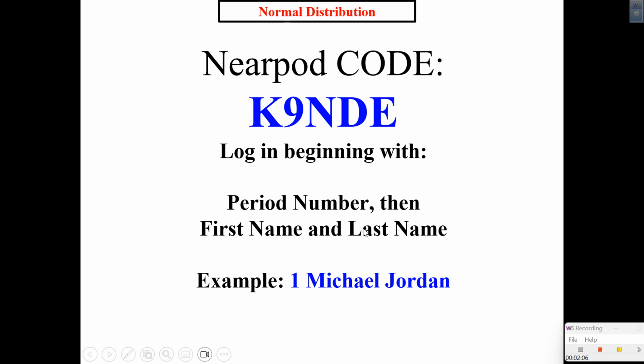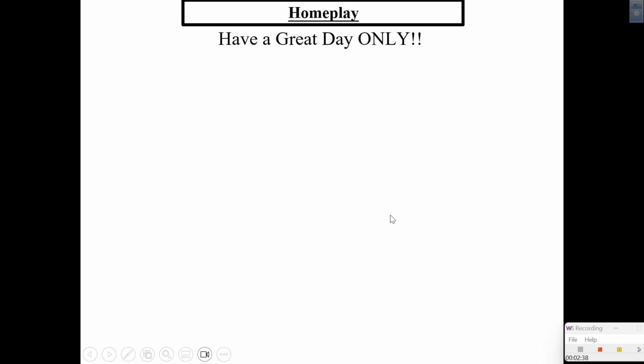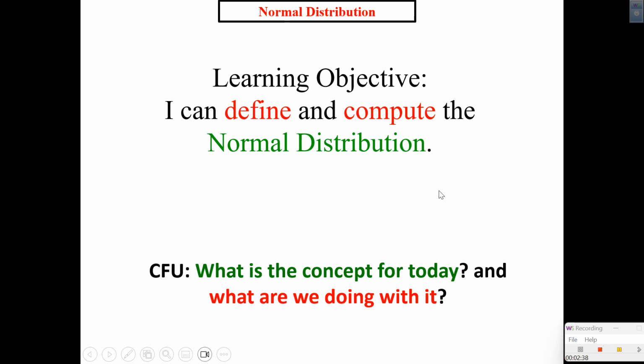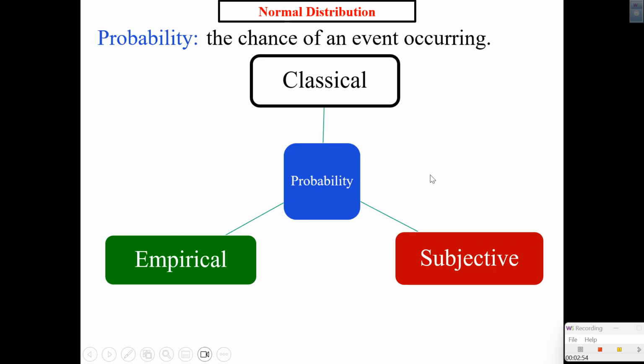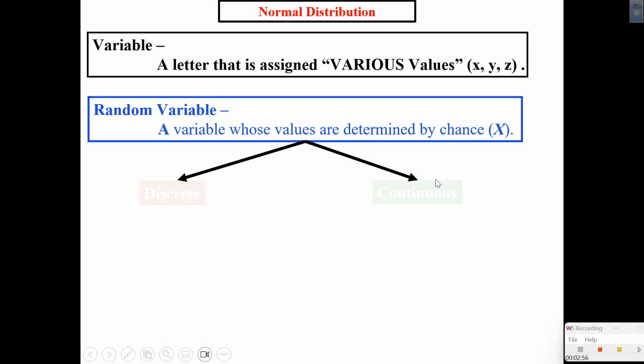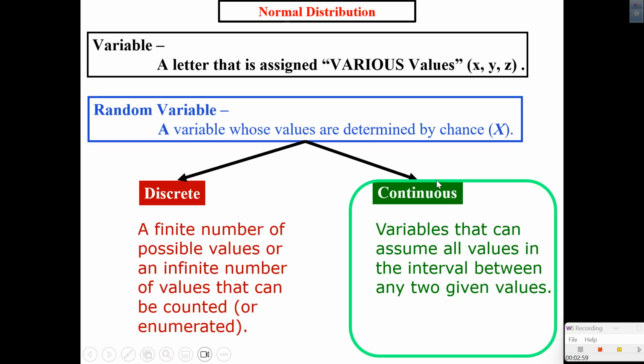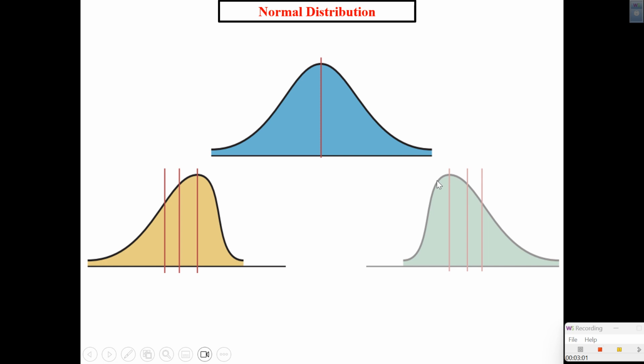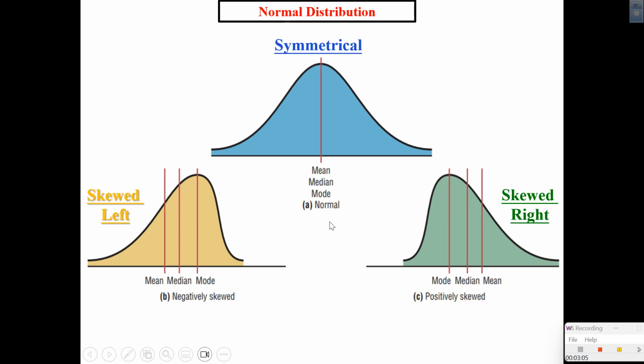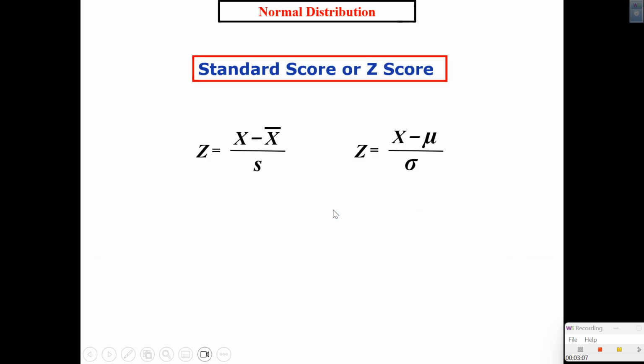All right. So, our objective for today, I can define and compute normal distribution. We're in the final session for normal distribution. We did a lot of that last week, finding the z-score and then finding the area under the normal curve. From there, we talked about variables. We're in the middle of continuous. Talked about normal or symmetrical, skewed left, skewed right. We talked about percentages. You guys know those by heart.